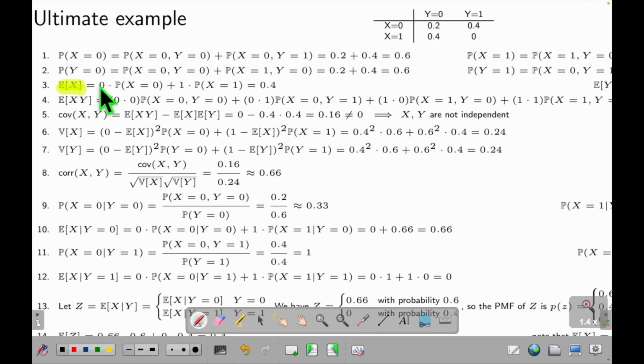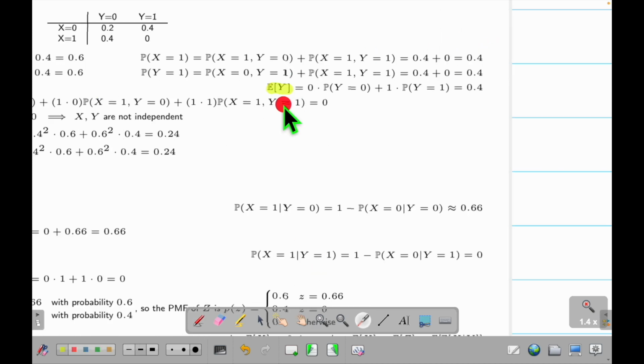Expected value, so it will be the value of x is 0 times the marginal probability of x is 0, plus the value of x is 1 times the marginal probability that x is 1, which will be this number multiplied by the sum plus this number multiplied by the sum. It will be 0.4. Now this guy, expected value of y, it will be the value of y equals 0 times the marginal probability y is 0, plus value y equals 1 times the probability y is 1. So it will be y0 times the sum plus y1 times the sum, it will be 0.4.